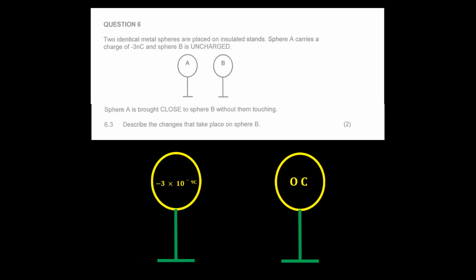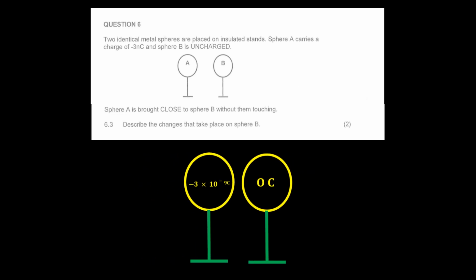So if we allow these two spheres to come close, to come near each other, but we do not actually allow them to touch, we now need to explain what changes will take place on sphere B. And the changes that will take place on sphere B is that, remember, the excess charges which are electrons on sphere A will repel the electrons in sphere B.